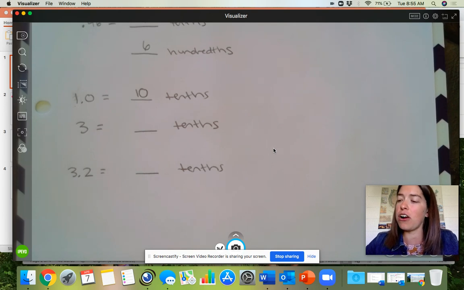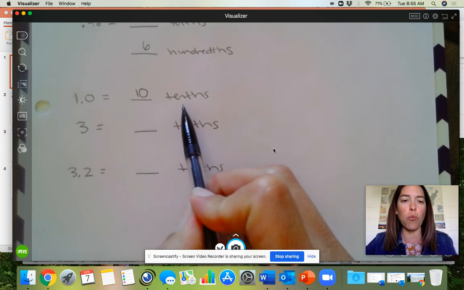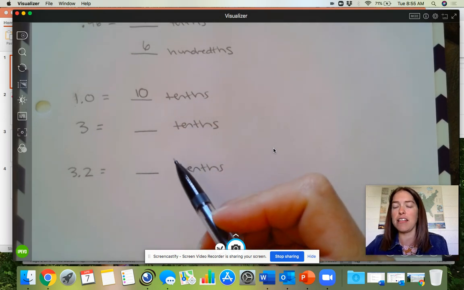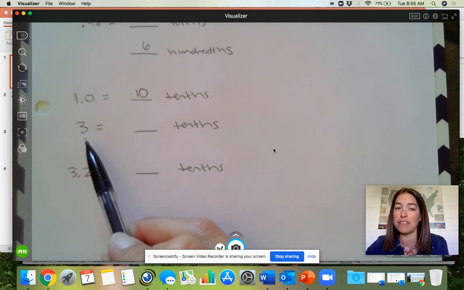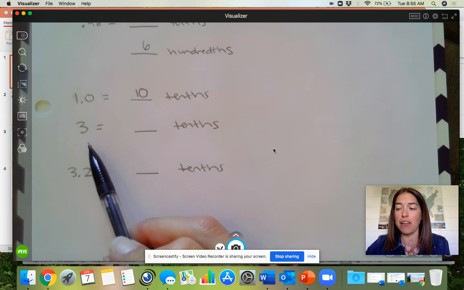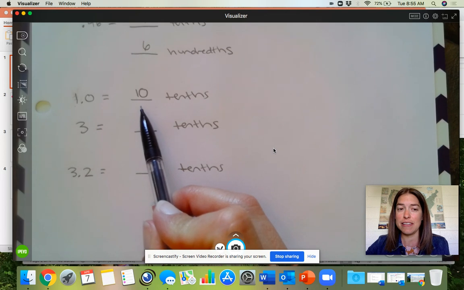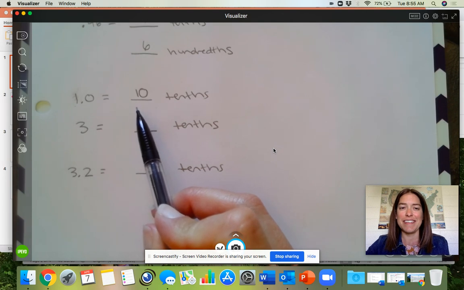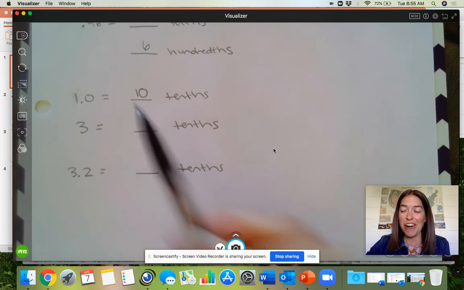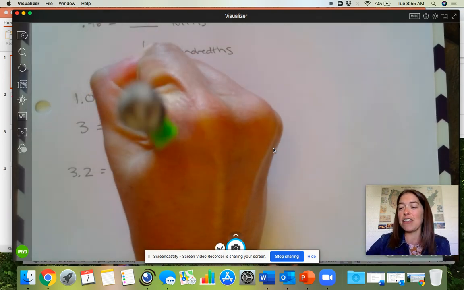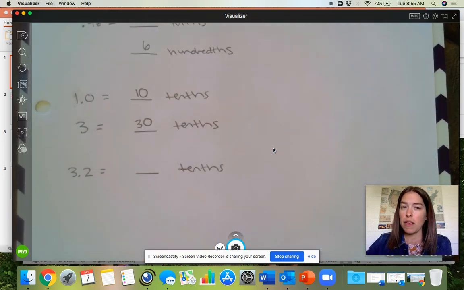So if there are 10 tenths in 1 whole, how many tenths are in 3 wholes? I know there's going to be more than 10 tenths. Go ahead and write it down when you know. Nice work. There are, in fact, 30 tenths in 3 wholes.